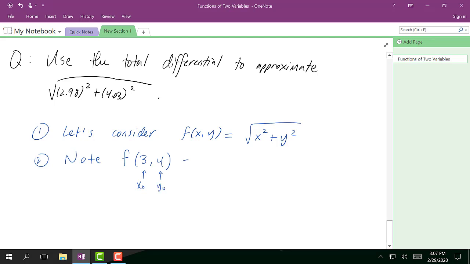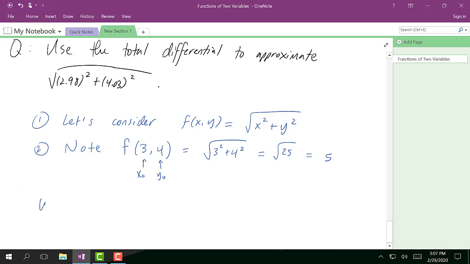And so what we get in this case is the nice value of the square root of 3 squared plus 4 squared, which is the square root of 25. Should be, of course, 5. Okay? And what are we actually trying to know, right? What we want is f of 2.98, 4.03, right? Because f is the function square root of x squared plus y squared. If I plug in 2.98 and 4.03 as my respective x and y values, then I'm going to have exactly what I originally wanted to find out.